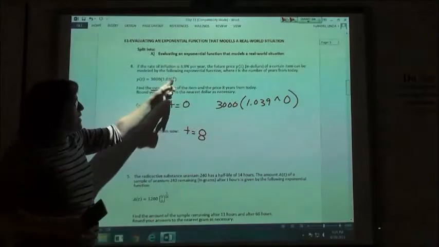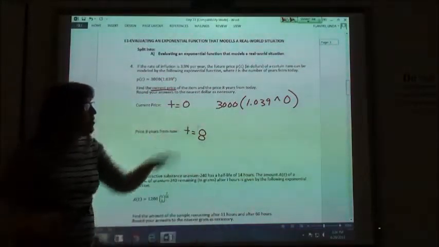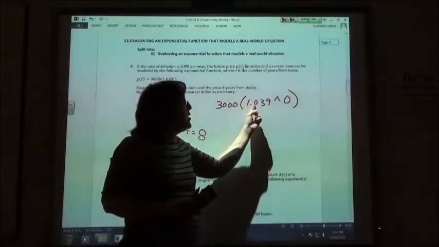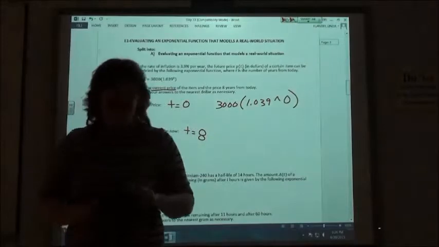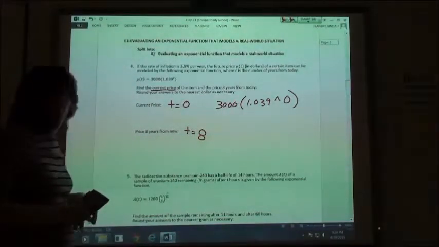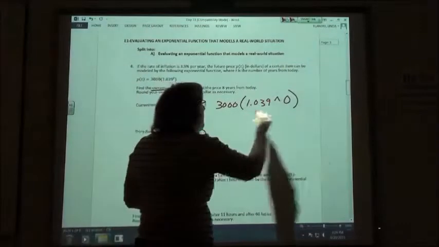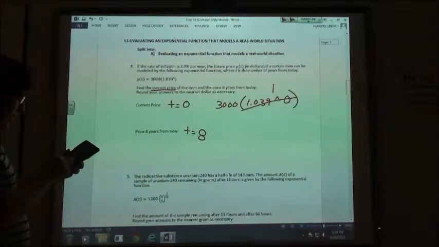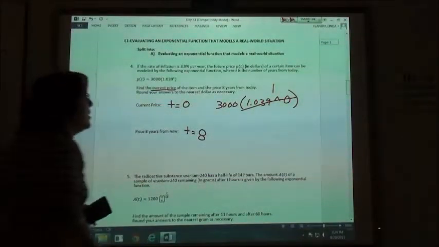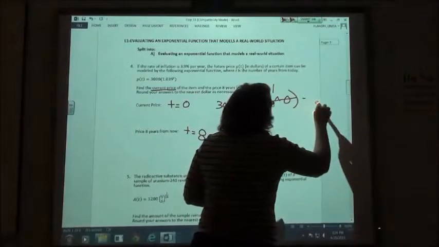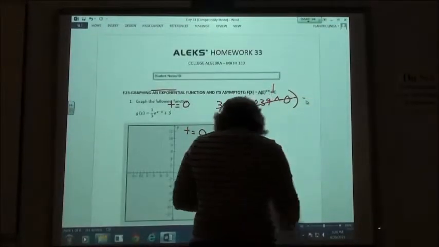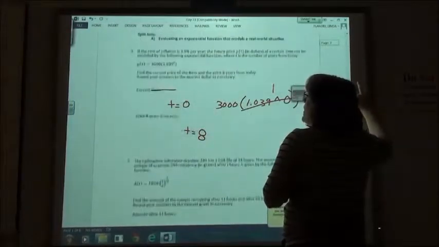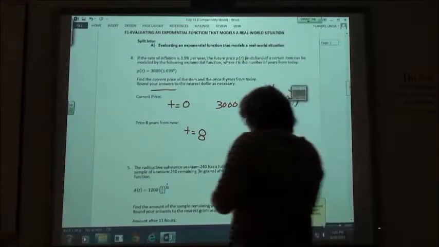To do an exponent here, we're going to use the caret key, so that's how we're going to type that into our calculator. We might be able to do it without our calculator because we should know what something to the 0 power is. Anything to the 0 power is always equal to 1. If I would do 1.039 caret 0, guess what? I get a 1. 1 times 3,000, going to give me 3,000.